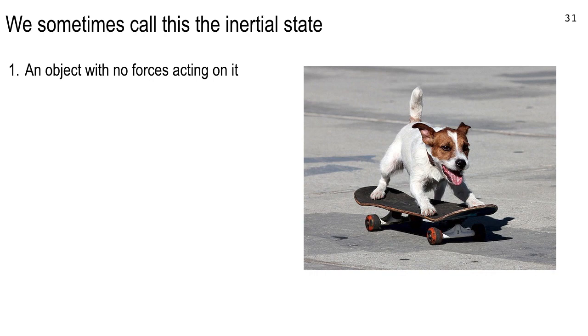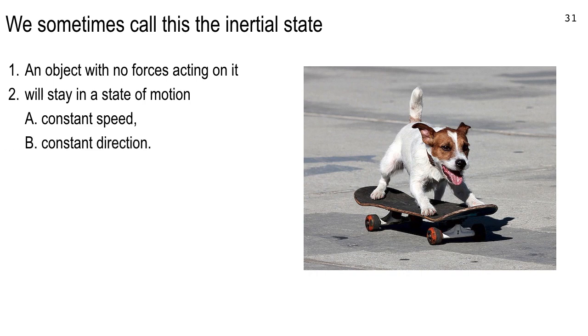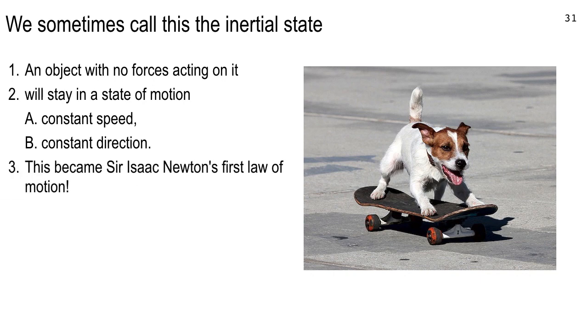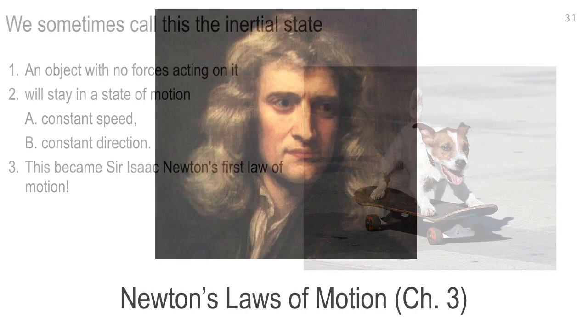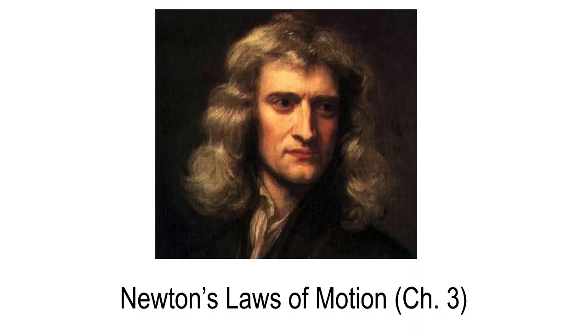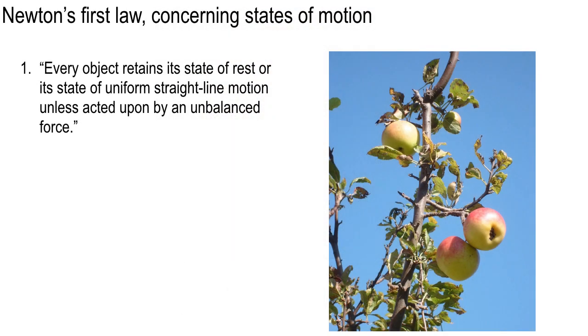So an object with no forces acting on it will stay in a state of motion that is constant speed, constant direction, unless something acts on it, some other force acts on it. And this actually became Sir Isaac Newton's first law of motion. Right? So now let's look in chapter 3 and start talking about Sir Isaac Newton and the laws of motion.